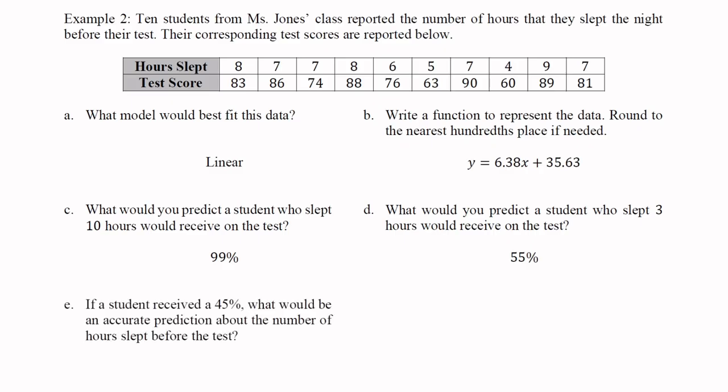If a student received a 45, what would be an accurate prediction about the number of hours slept before the test? Now you're going to plug in 45 for y and find out what the corresponding x is. You can also find it on your graph and find it's about 1.47 hours.